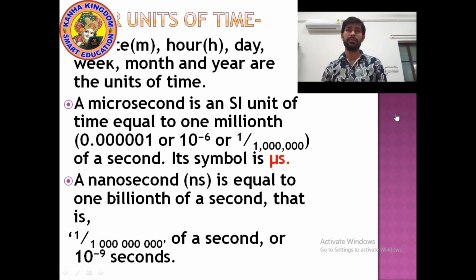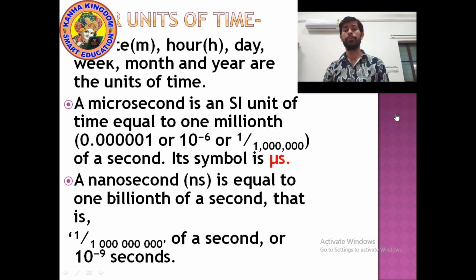It means a microsecond is equal to 0.000001, which means 5 zeros and then 1. Yes, microsecond. You know, 1 second is just 1, but 1 microsecond means 0.000001. Yes, isn't it surprising?